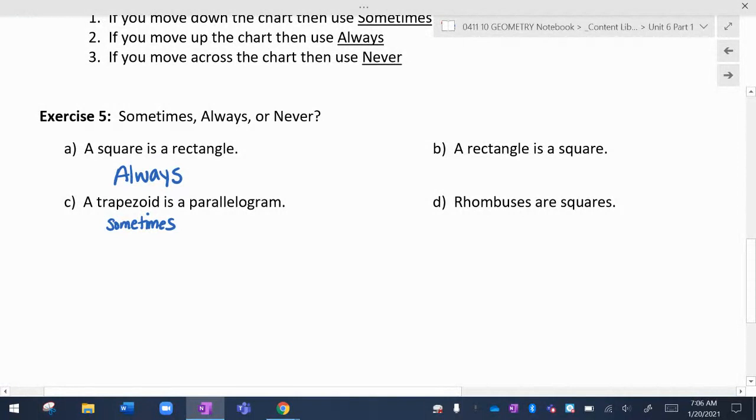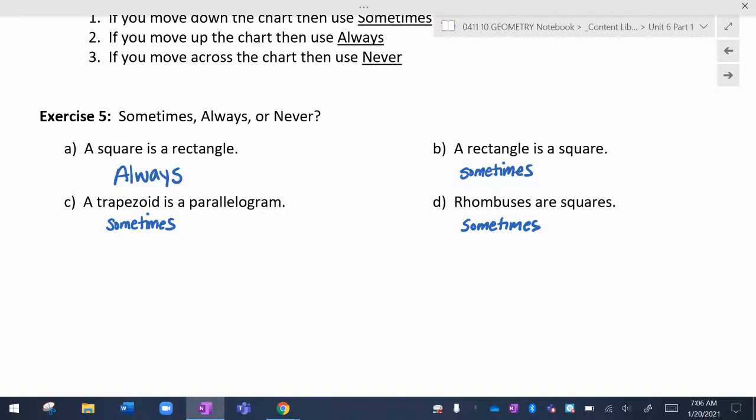A rectangle is a square. Well, a rectangle has to have 4 right angles, but it doesn't have to have 4 equal sides. So sometimes a rectangle can be a square. And then rhombuses are squares sometimes because a rhombus has to have 4 equal sides. But if it's a rhombus that has 4 equal sides and 4 equal angles, then it would be a square.